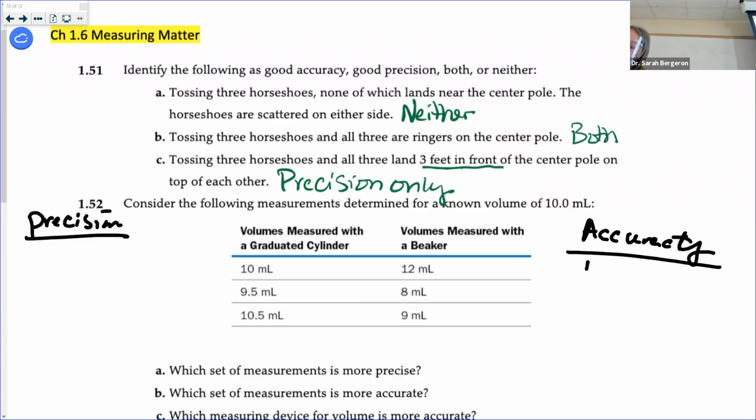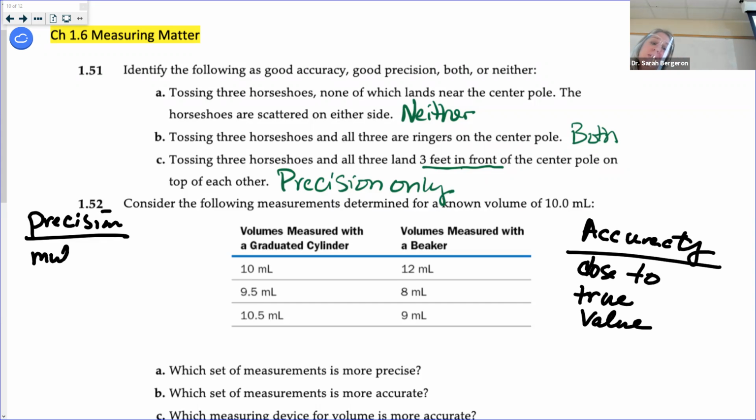See, close, that's good. Close to the true value, whatever that true value is. Yes, that's true. So what is precision? You get the same answer every time. It doesn't matter if it's accurate or not, but you get the same measurement every time.